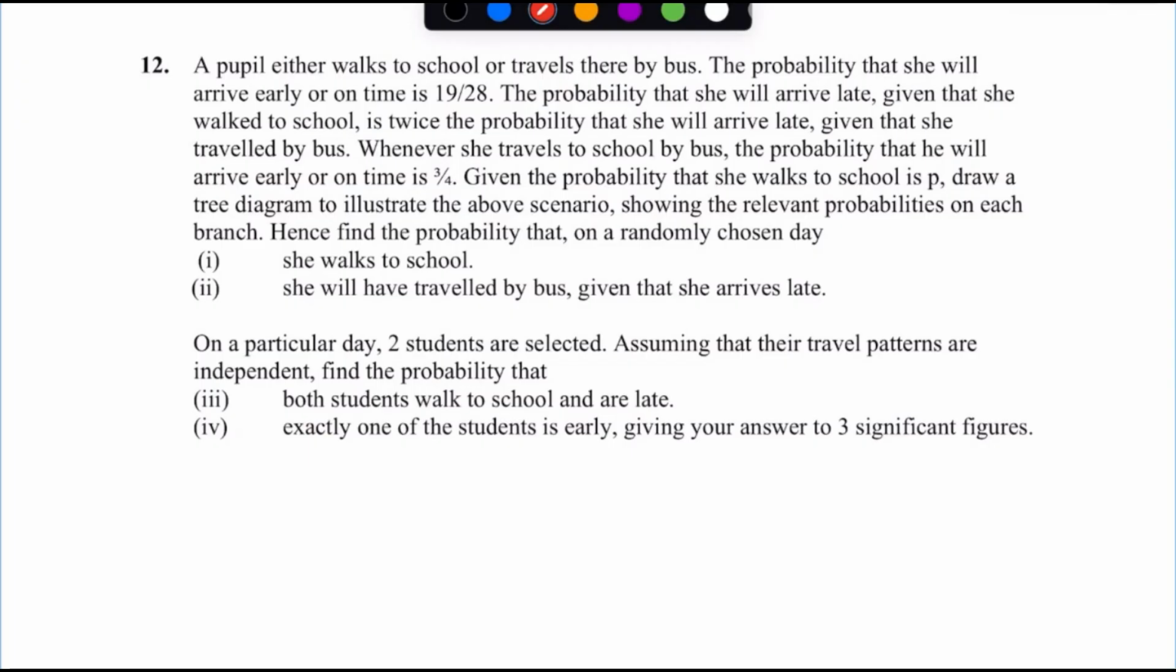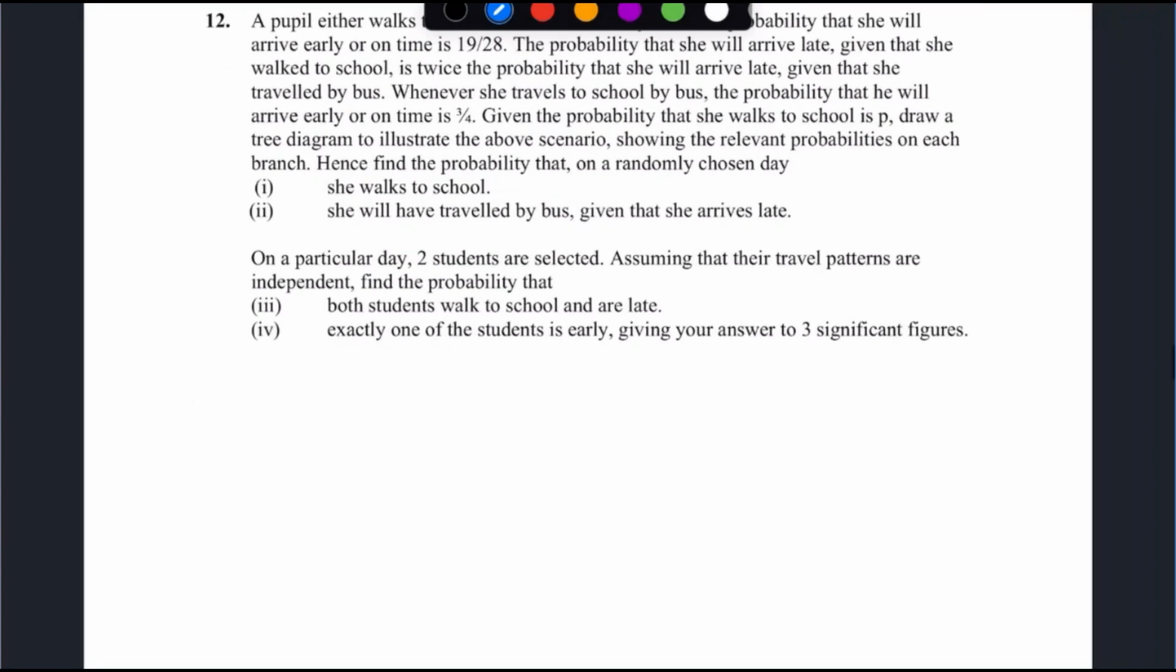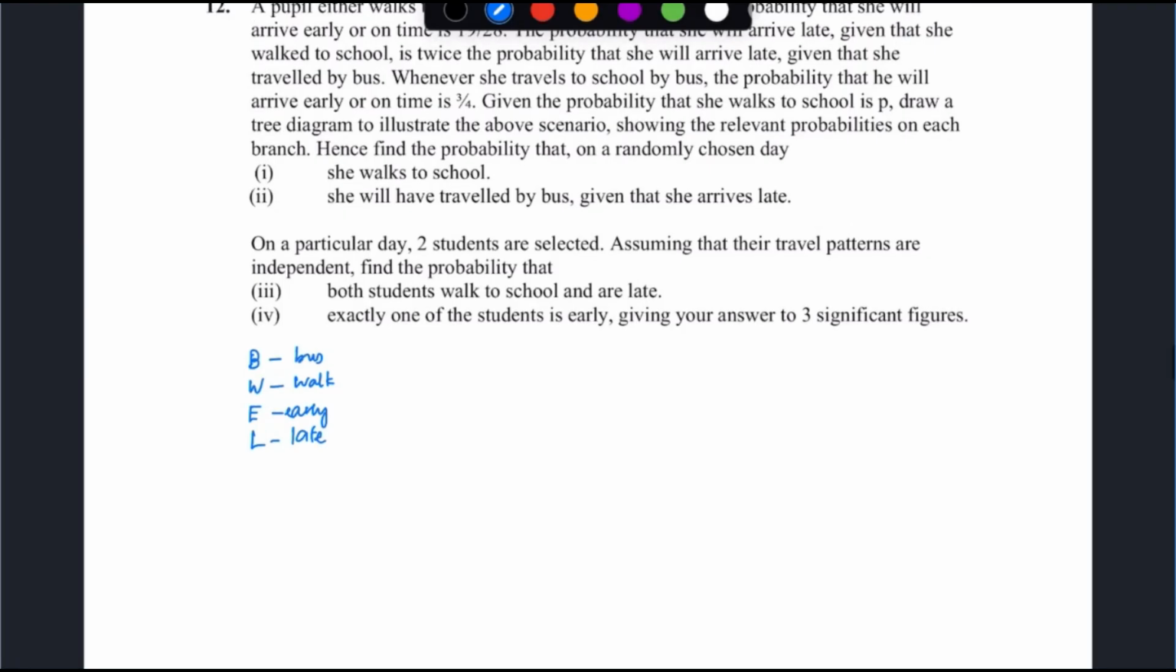So what's the first stage? Walking or taking bus. Second stage, early or late, correct? So let's define our variables first. So we have B, W, E, and L. So this will be by bus, this will be by walking, this will be early, this will be late. Usually we'll need to write full sentences for this, but I think for the sake of time, I'll just do the short form. So let's draw the tree diagram first.